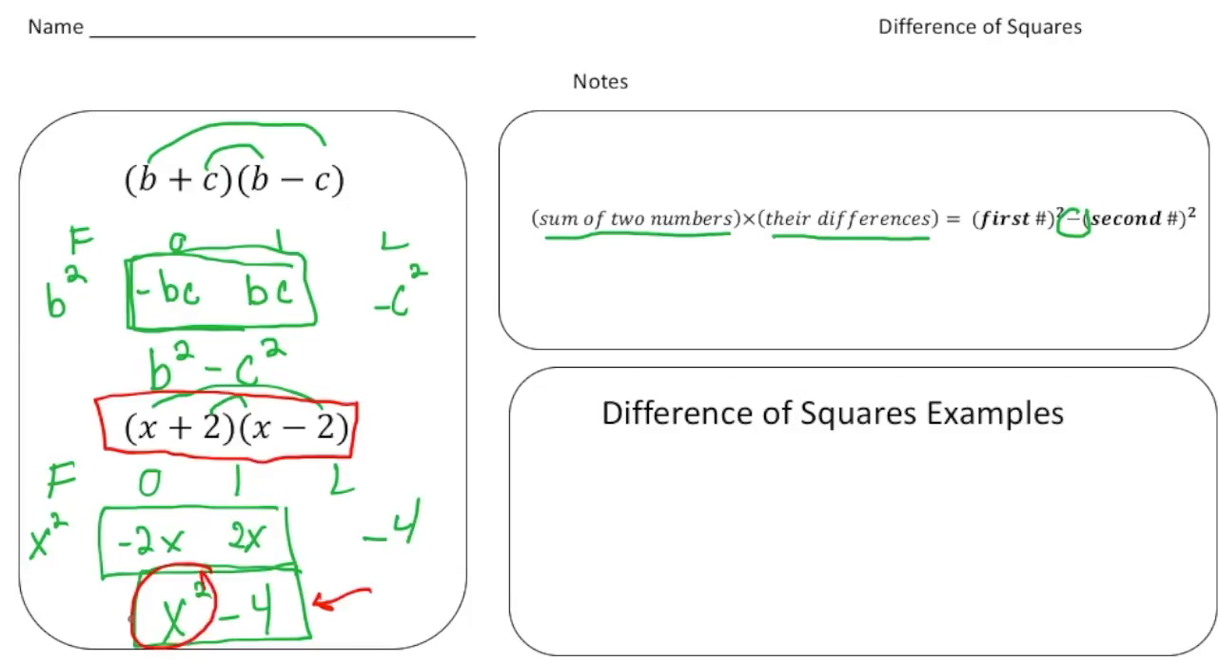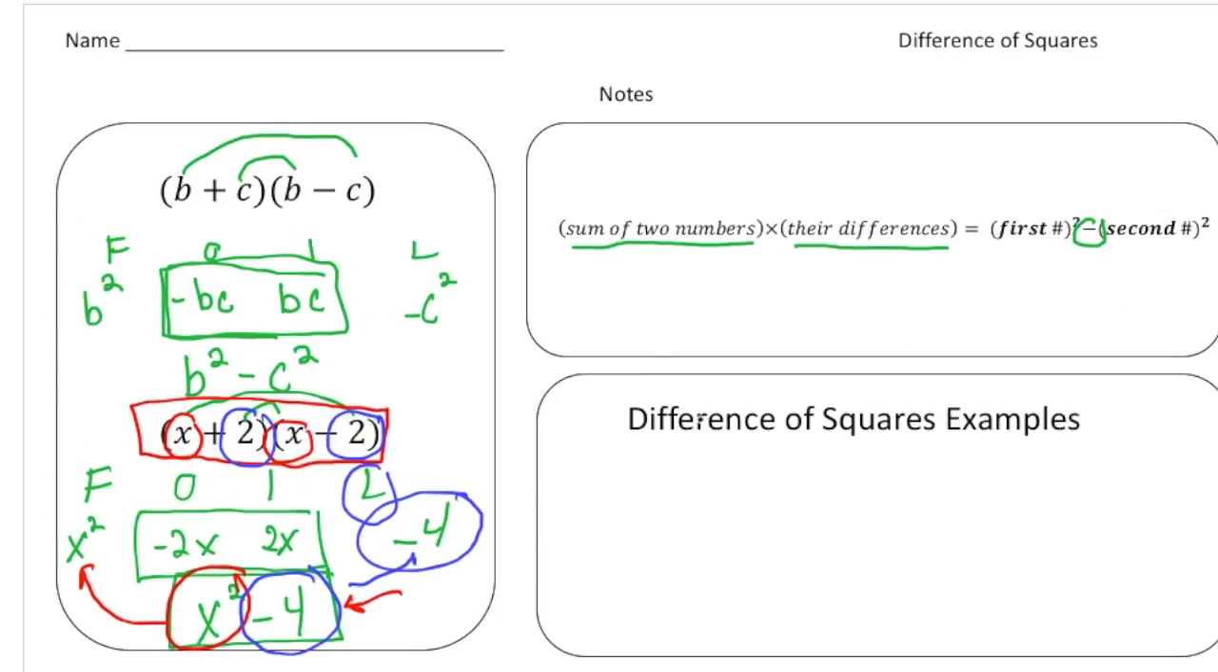This right here came from x times x, which came from multiplying the x times the x. Now, where did this negative 4 come from? Well, that negative 4 came from the last terms, which are the 2 and the 2.